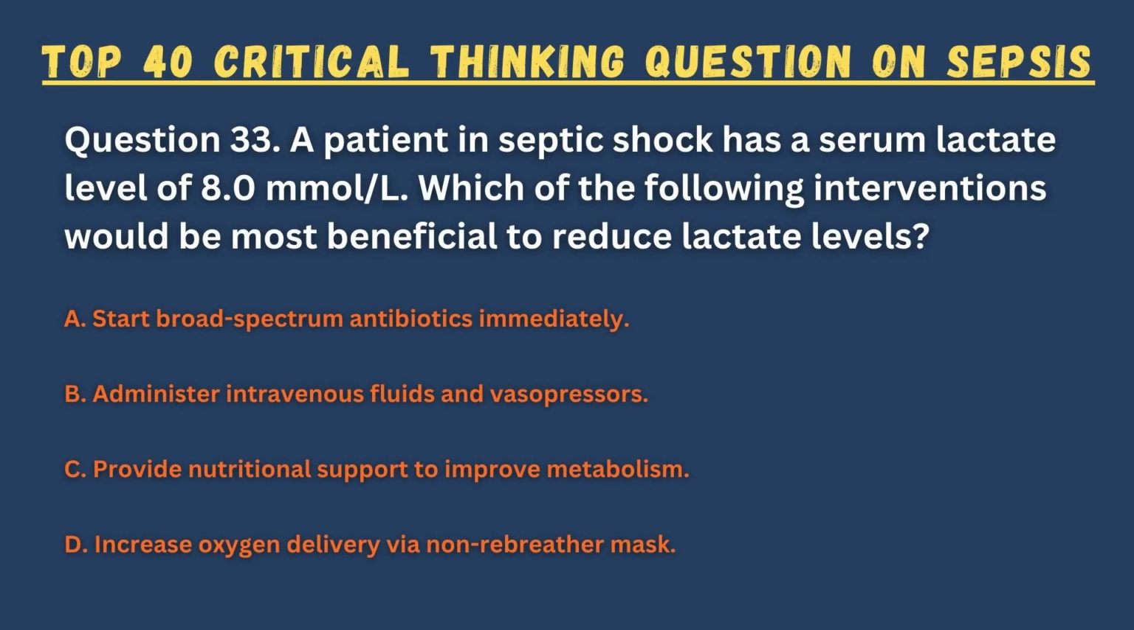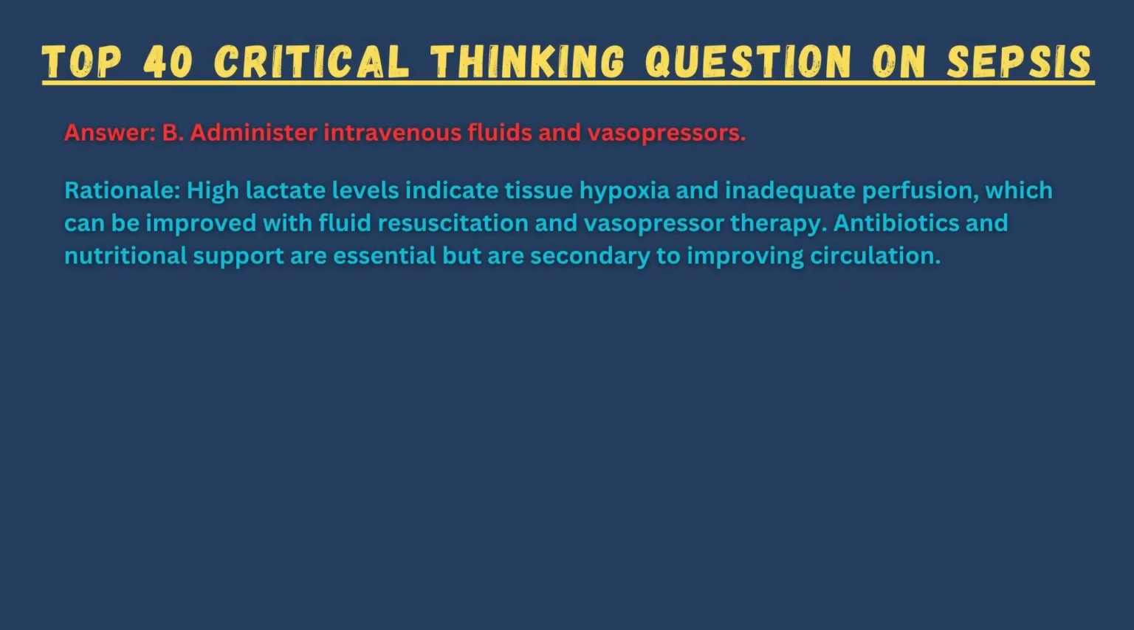Question 33. A patient in septic shock has a serum lactate level of 8.0 mol per liter. Which of the following interventions would be most beneficial to reduce lactate levels? A. Start broad-spectrum antibiotics immediately. B. Administer intravenous fluids and vasopressors. C. Provide nutritional support to improve metabolism. D. Increase oxygen delivery via non-rebreather mask. Answer. B. Administer intravenous fluids and vasopressors.